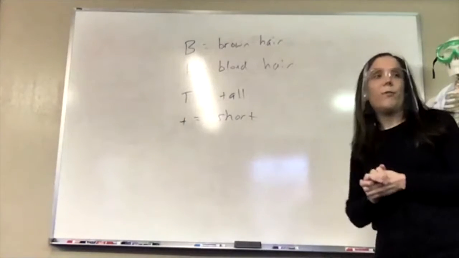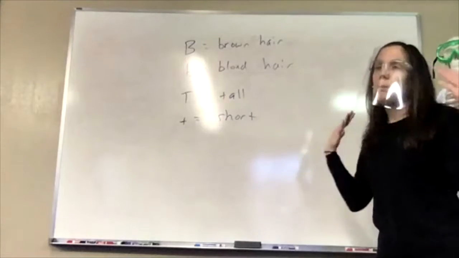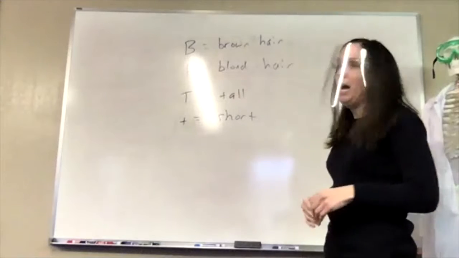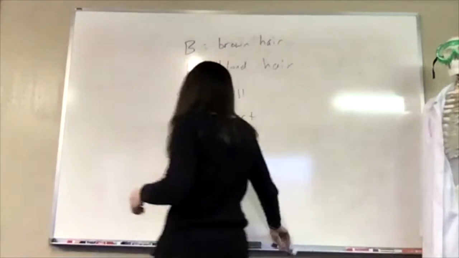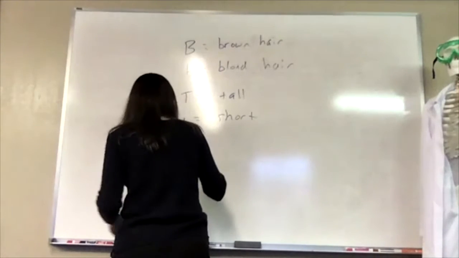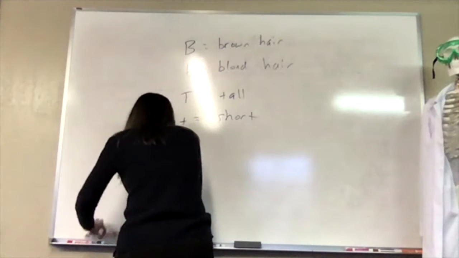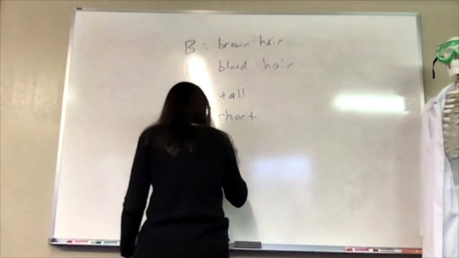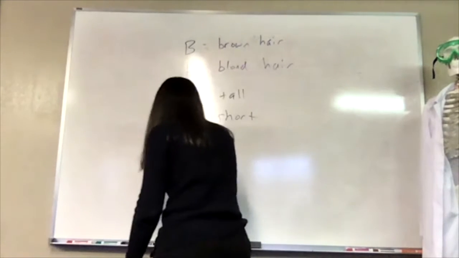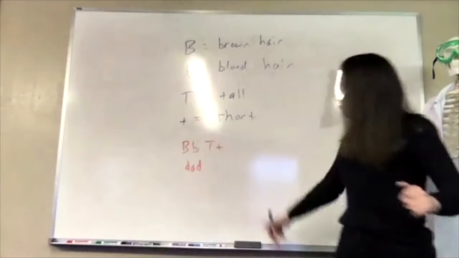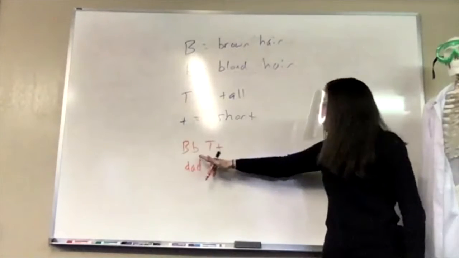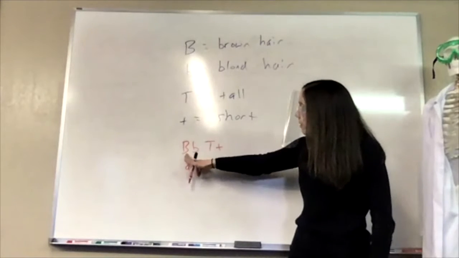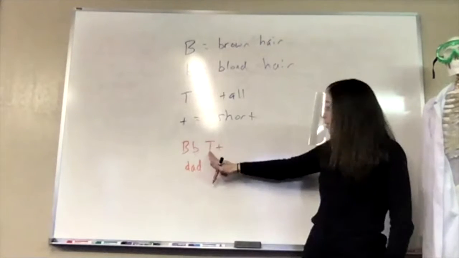So let's think about, if we had these together, so parents have a lot of genes to give to their kids. Let's look at just these two though and see what would happen in a family with the situation. So let's say that one parent, we'll just say this is the dad. So the dad is heterozygous for hair color and for tallness. So he carries a gene for brown hair and the gene for blonde hair. He carries a gene for tall and the gene for short.